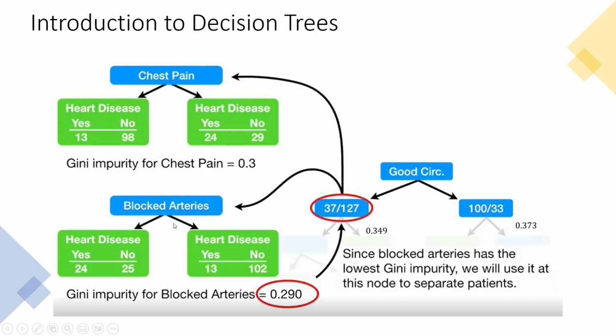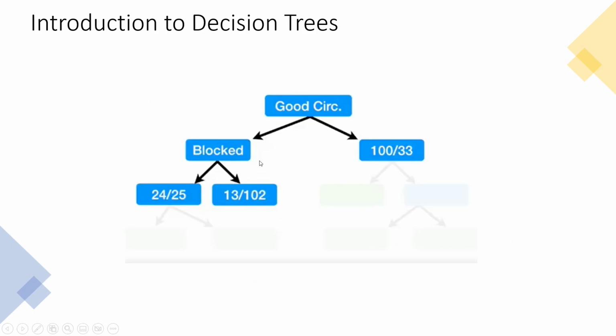Now for blocked arteries, for people with good blood circulation, the blocked arteries subtable will have the Gini index of 0.29. Okay, and when we look at these three numbers, 0.349, 0.29, 0.3, 0.29 is the lowest impurity. Therefore, we will be using blocked arteries on the left side of our tree. Okay, and the tree will look something like this. Now we have the root node as good blood circulation. We have the left node as blocked arteries. And then we will apply the same procedure in order to construct our tree.